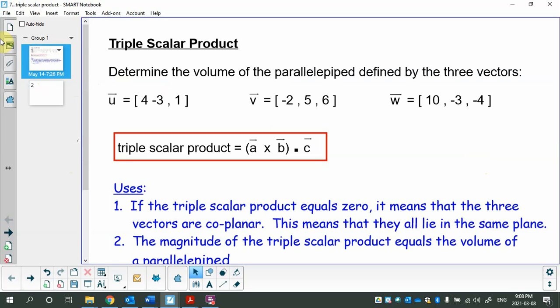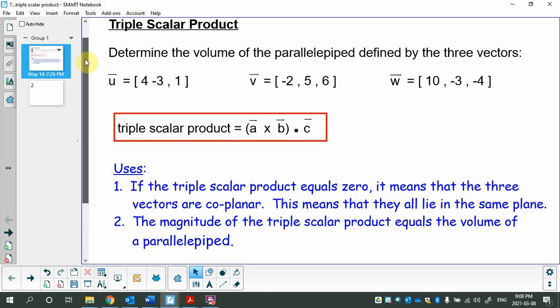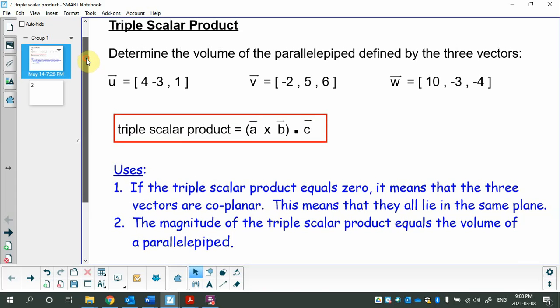So first of all, this little red box is what the triple scalar product is. You've got three vectors, three random vectors. And if you cross any two of them and then take that result and dot it with the third one, that is called the triple scalar product. So it's a bit of a definition.